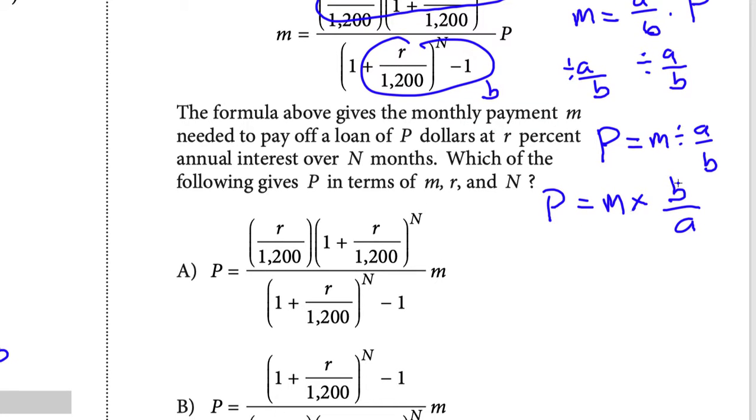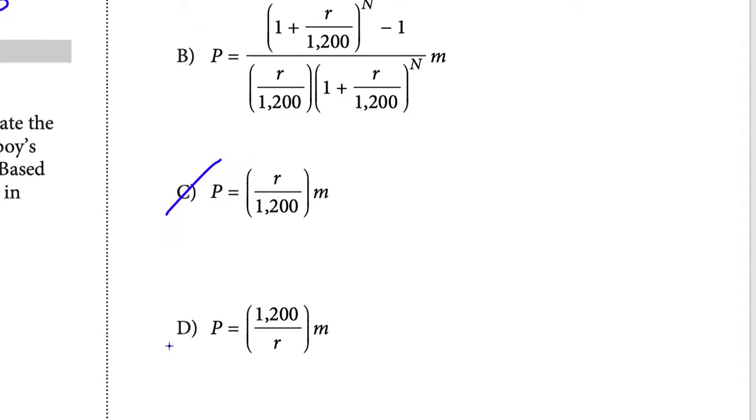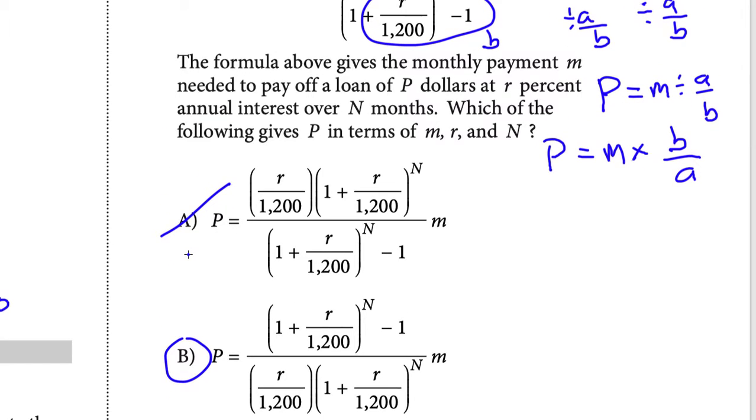And then we know what B is. B is this bottom part, so B should be on the top. Which one of these has this bottom thing on the top now? It's not A. B has it. It's not C, and it's not D. Just by doing that simple logic, we know that the answer is B.